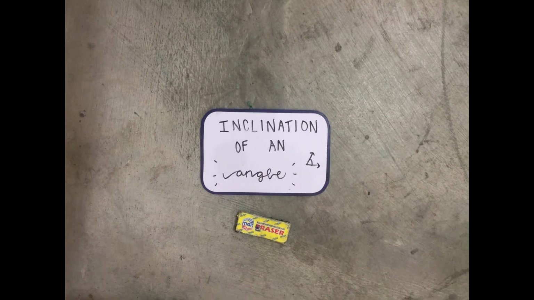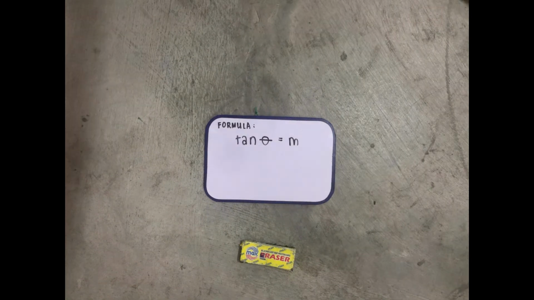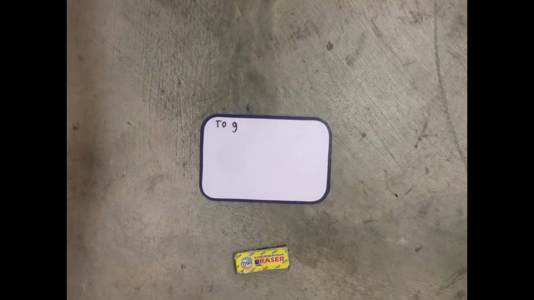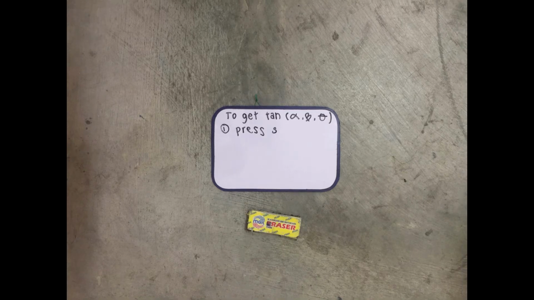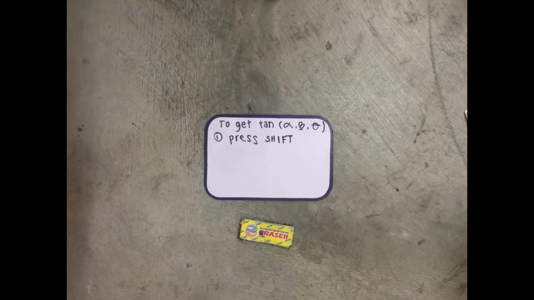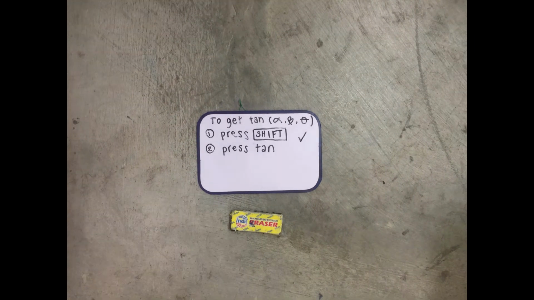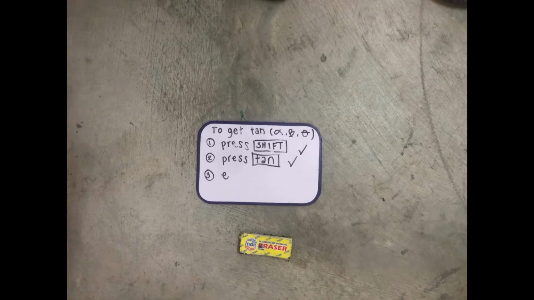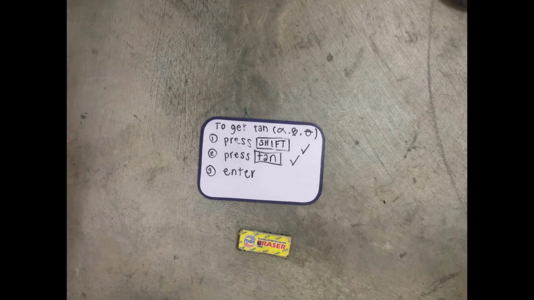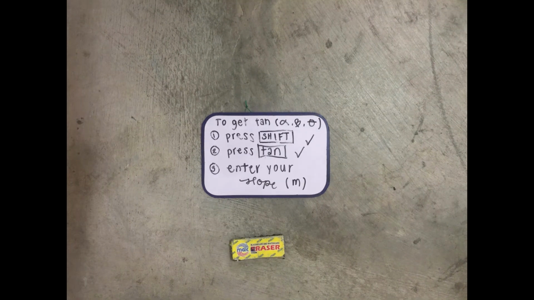Inclination of an angle. The formula for this equation is tangent theta is equal to m. Theta can be changed into beta or alpha depending on your preference or on what is required. With this equation as well as another equation, we need to use a calculator in order to find the angle. To do this, press Shift, then Tangent, and enter your slope. After that, press the degrees sign.